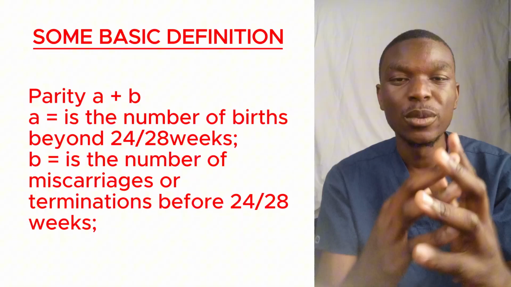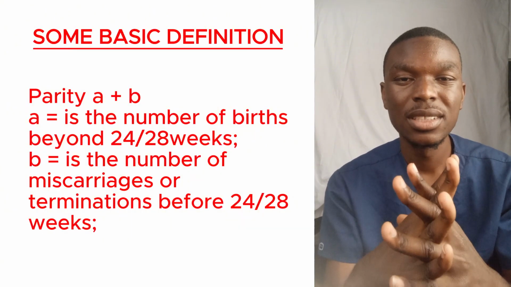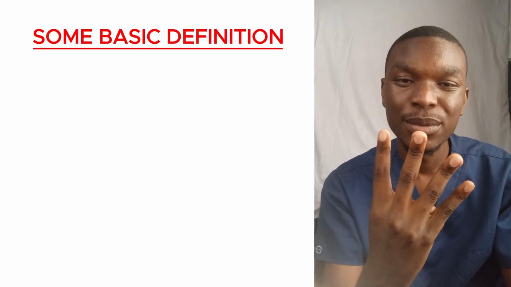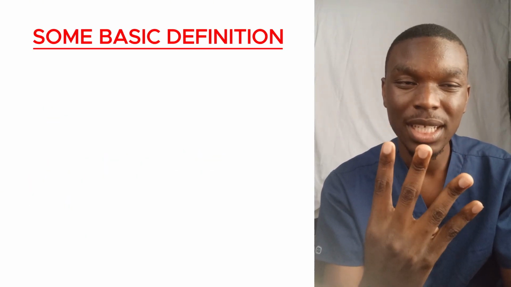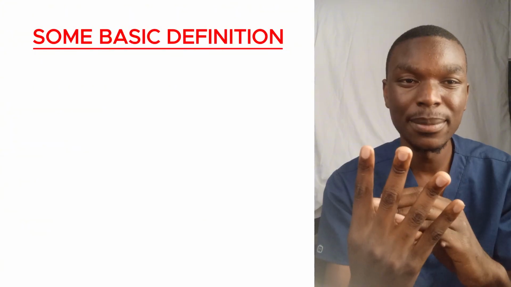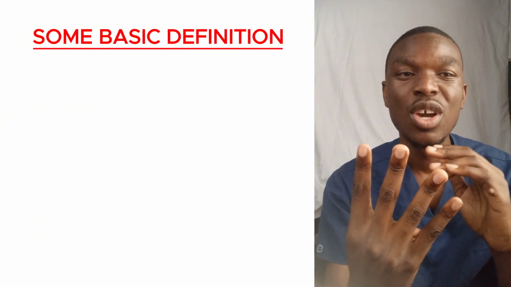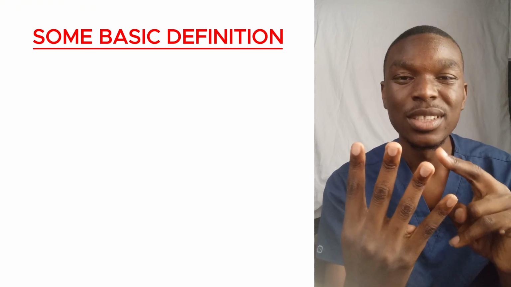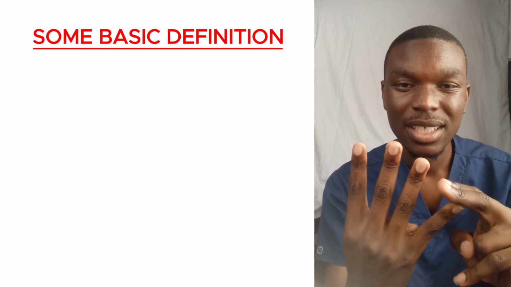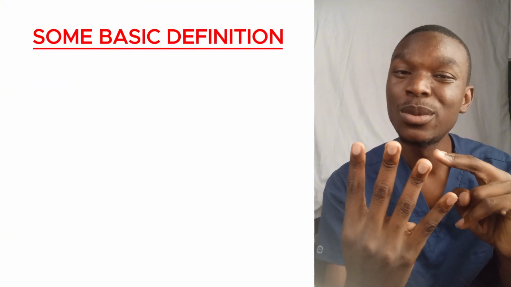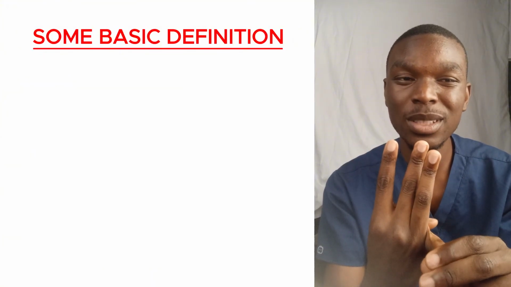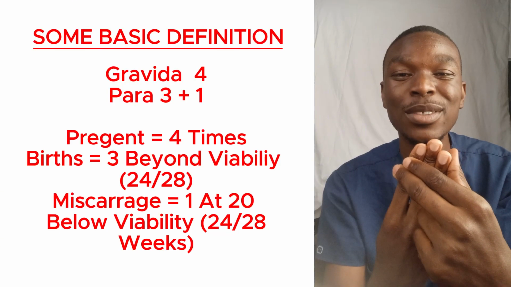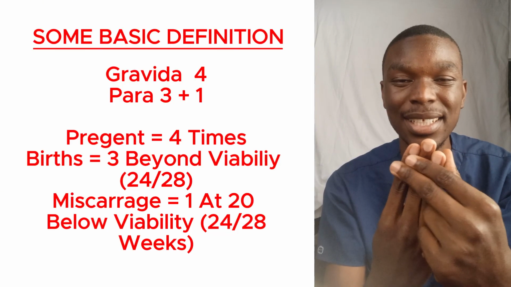So let's add some context to this. You have a patient who's a gravida 4, which means she has been pregnant 4 times. But out of these 4 times, she had a miscarriage at 20 weeks. So one of the pregnancies was a miscarriage at 20 weeks, and the others went past 24 weeks and she delivered.